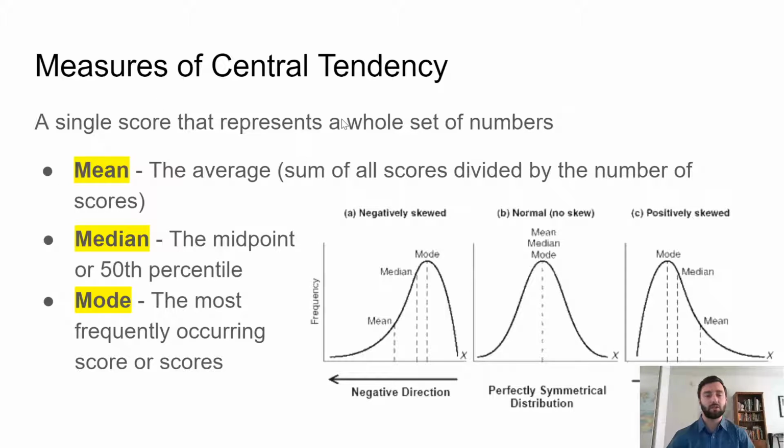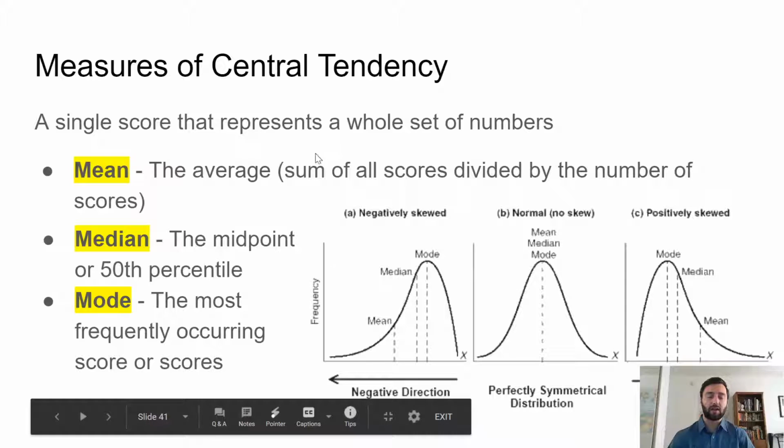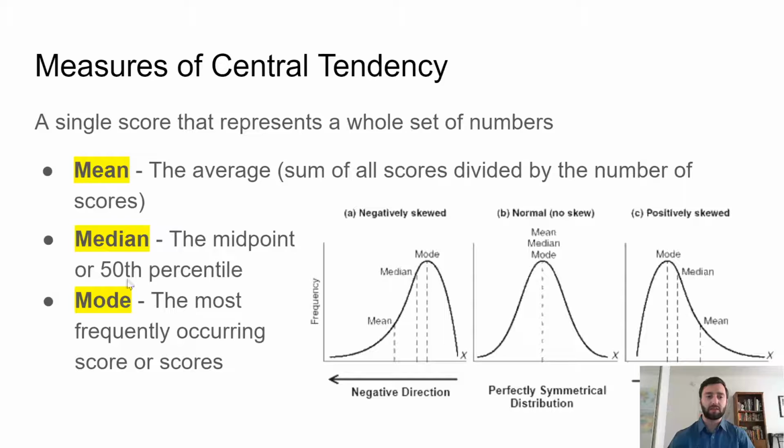And that's the idea of measures of central tendency. There are 3 kinds. I'm sure you've heard them all, and I'm sure you know how to calculate them all. We have mean, median, and mode. Mean is the average. To find it, we sum up all of the scores and then divide by the total number of scores. Our median is the midpoint, so it's exactly halfway in our data. It can also be called the 50th percentile.